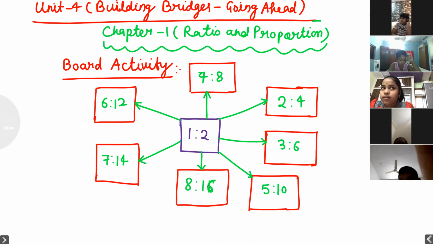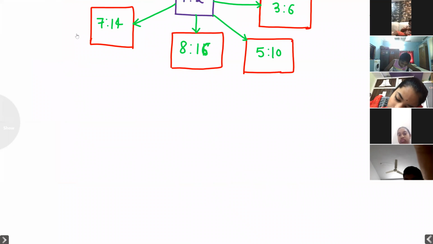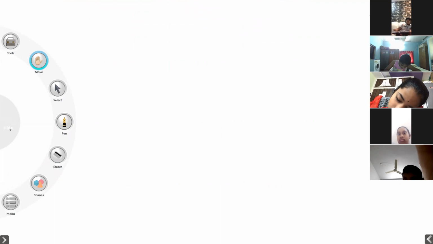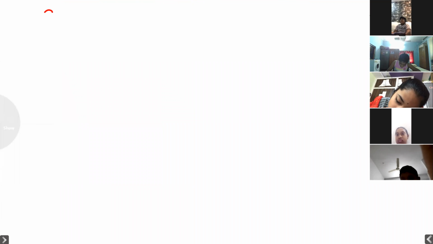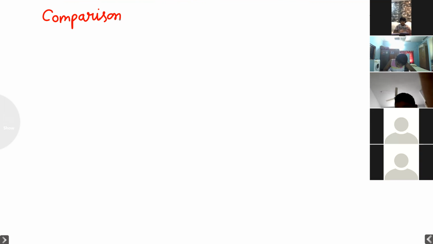Now I am going to start comparison of ratios. On the left side keep the heading, comparison of ratios. Check the spelling of comparison, students. COMPARISON, not SION, RISON. Comparison of ratios.